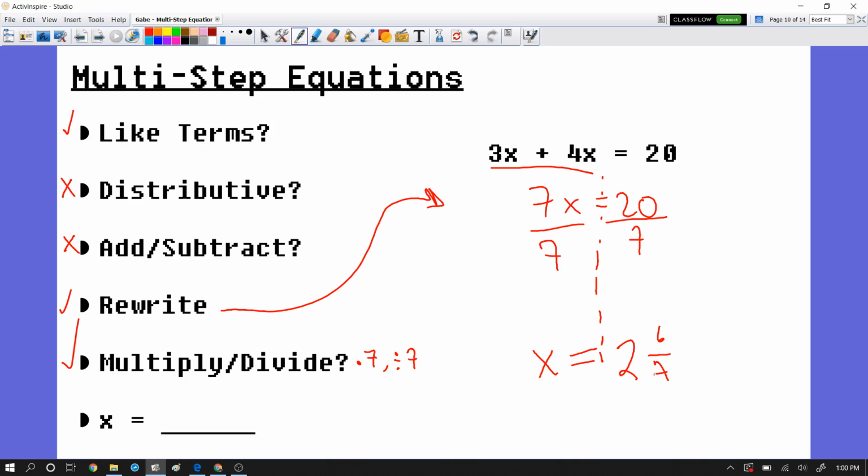7 goes into 20 2 times, and that's 14. So there'd be a remainder of 6, and you keep the denominator. Yes, these are turning out to be weird answers, but it doesn't matter. The process is what we're focusing on.